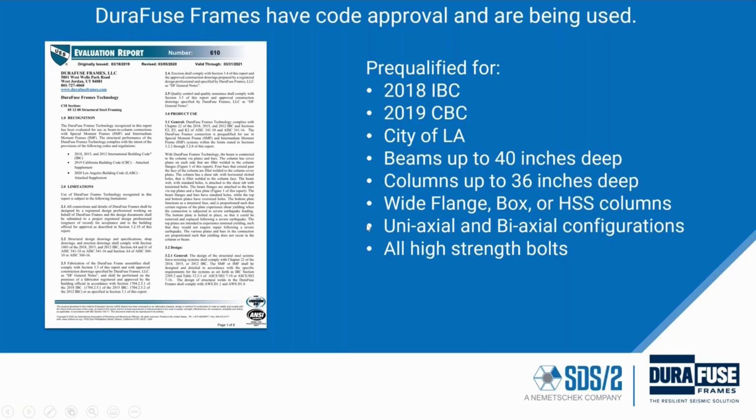Our code approval is through an IAPMO ER report, and this is more on the engineering side, but these code approvals are recognized by all the jurisdictions and just indicate that we meet the requirements of the building code. And DuraFuse frames have been tested and pre-qualified for all the beams and columns that you'd see on typical jobs: beams up to 40 inches deep, columns up to 36 inches deep. Those are very, very robust members. Most of the time, we're much smaller than that.